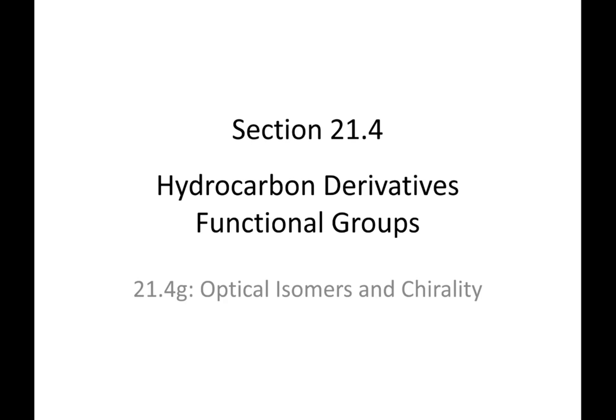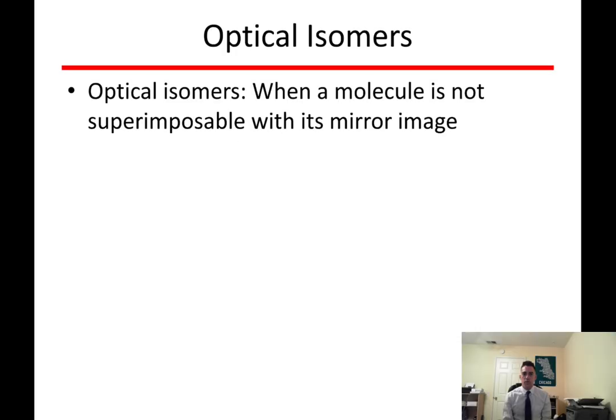In this video, we're going to introduce the concept of optical isomers, so that's a new type of isomer that we haven't discussed yet in this class, and we'll also talk about chirality. Now, in order to visualize this, I think it's going to be important to show some models, and so in just a moment, you're going to see the camera pop in, and I'll be on the screen showing some models of some molecules. So first of all, what are optical isomers?